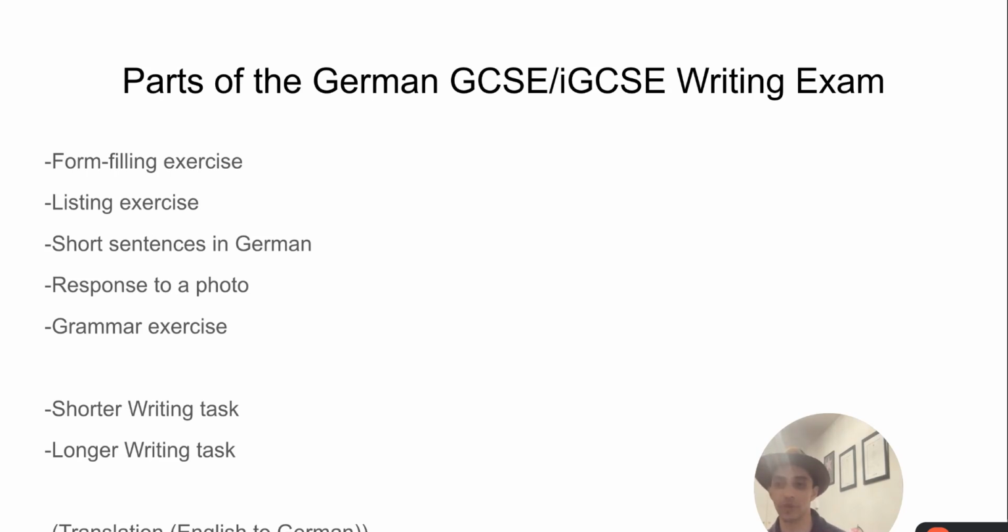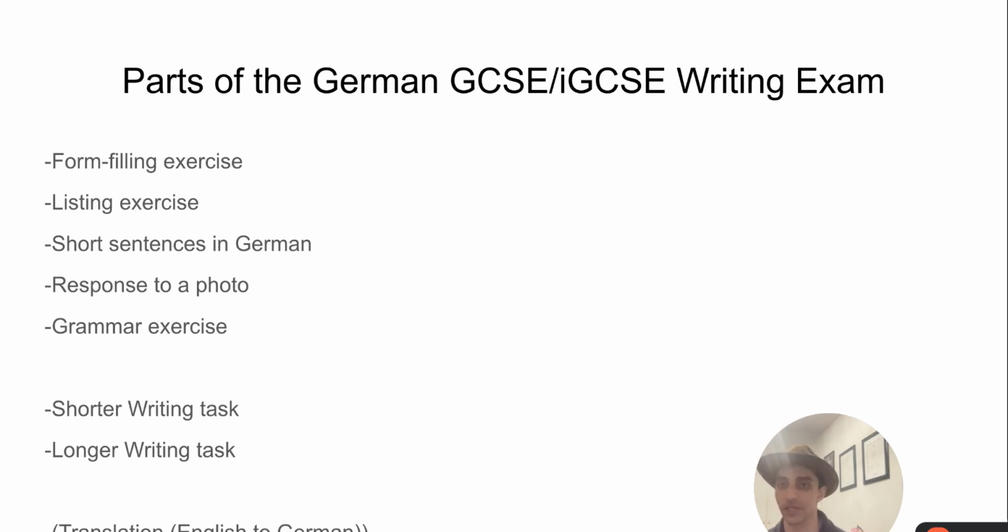You may well be wondering what the different parts of the German GCSE or iGCSE writing exam are. So of course, I thought I'd take you through that first of all. Definitely, it's worth noting that the exact tasks that you'll have to do depend on your exam board, and they can also certainly depend on whether you're doing foundation tier or higher tier. So again, that's something to make sure that you're aware of as early as possible, ideally. Try and prepare yourself for the exam that you will face, because there are differences between foundation and higher tier papers, and from exam board to exam board potentially too.